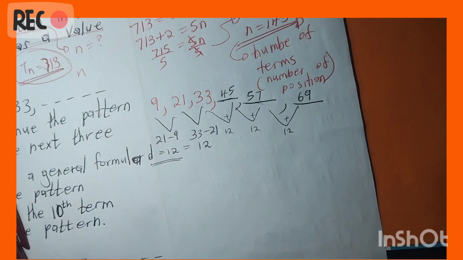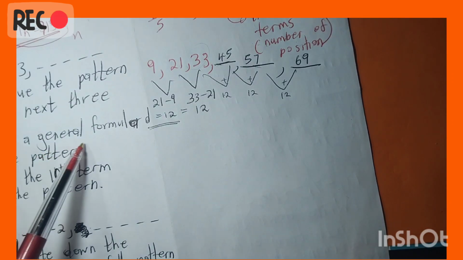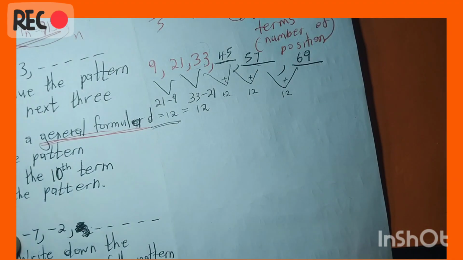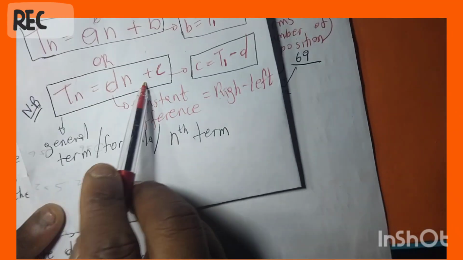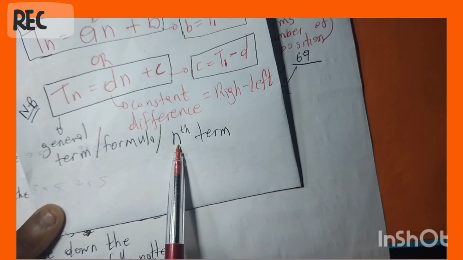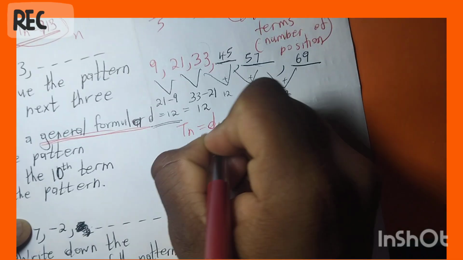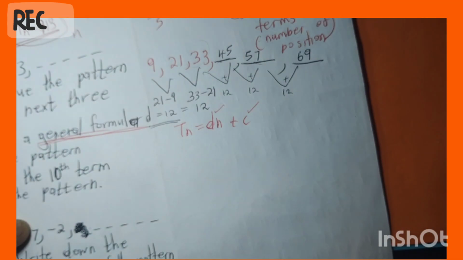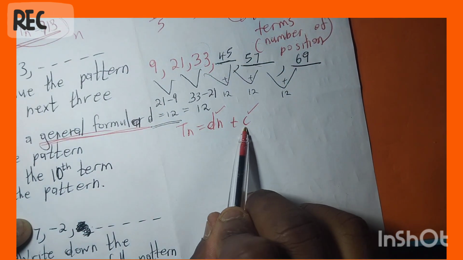1, 2, 3. So now the next question will say, give a general formula for the pattern. If they ask about a general formula, guys, they ask you about the equation. They ask you about a formula. It's a general term, a formula, or an nth term. So it has its standard form, dn plus c. I should know d and I should know c, but I know d because I already got it. So now I should get that c.